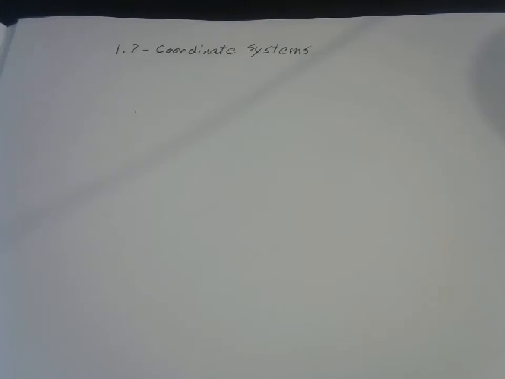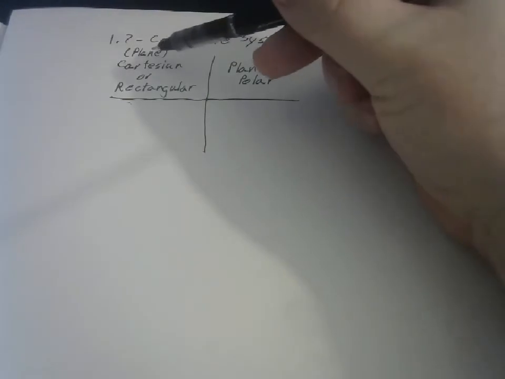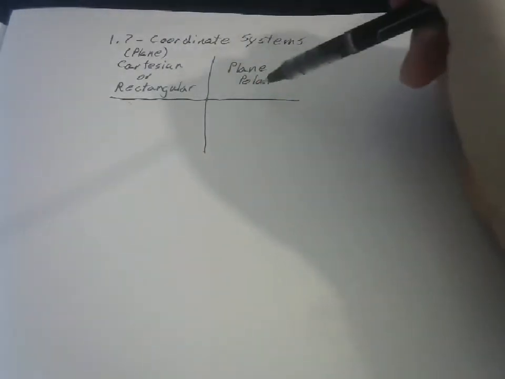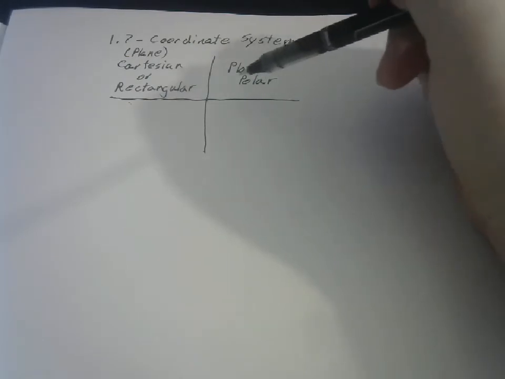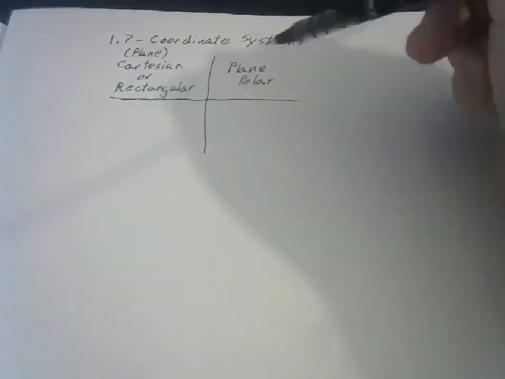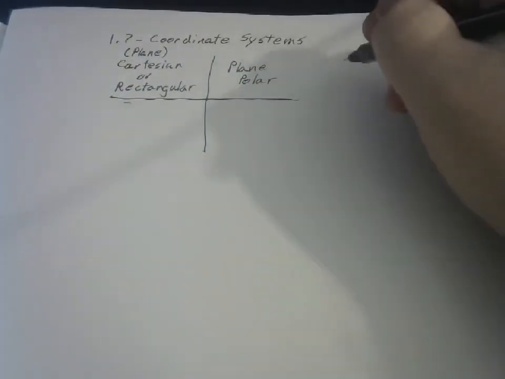Hello, today we're going to do section 1.7 on coordinate systems and more. In our text, we're going to talk about plane Cartesian or rectangular coordinate system and plane polar coordinate systems. Before I talk about Cartesian and polar, let me mention what is not a plane.